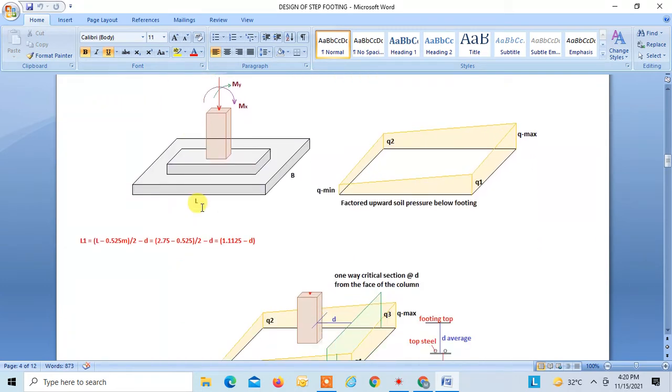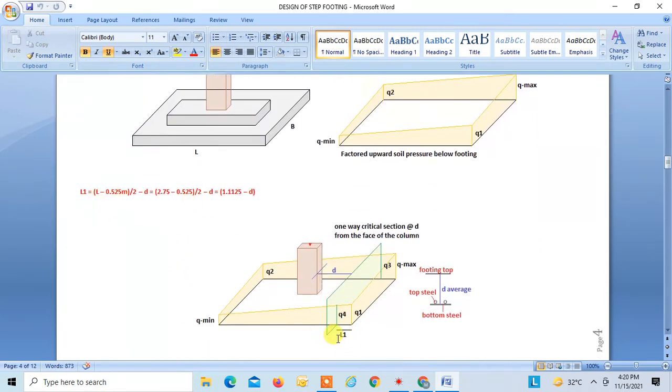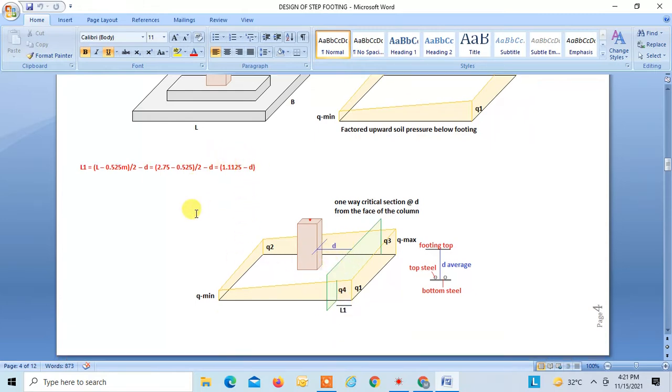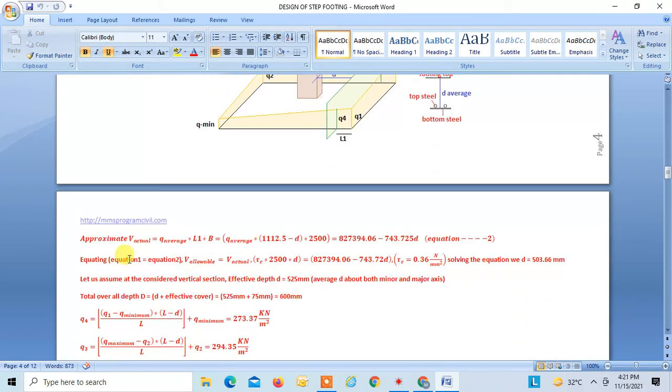So taking that value, over here L1 we can find in terms of D. We know this is 1.1125 meters, so 1.1125 minus D is our L1. So this is how we get L1, right? Putting the value of L1 over here, that is Q average L1 into B, we get this equation, this much into D. This is our equation 2.